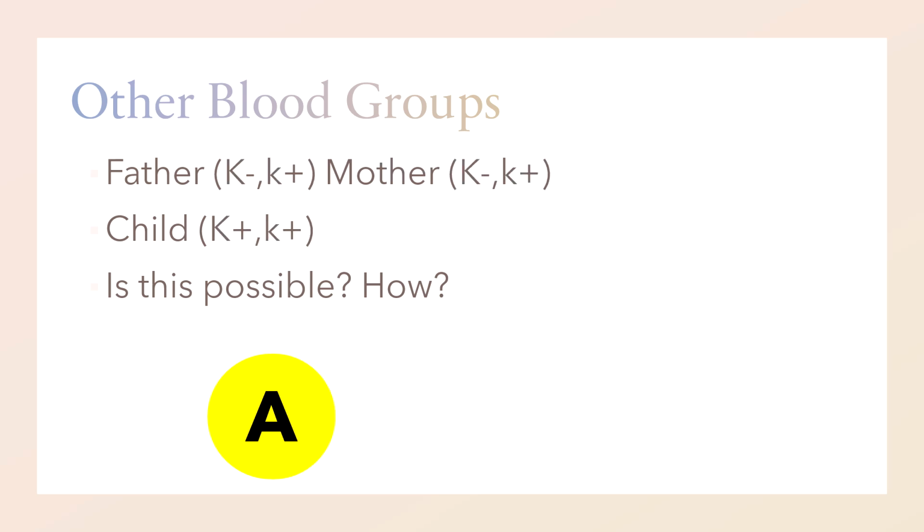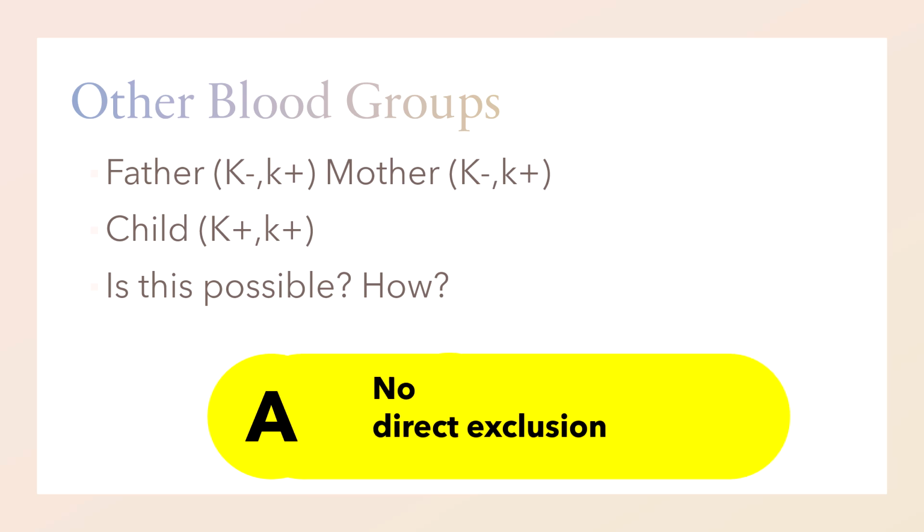Father is Kell negative and k positive, and the mother is Kell negative and k positive. The child is Kell positive and k positive. Is this possible? How? No. This is a direct exclusion because the child has an antigen that neither parent has.